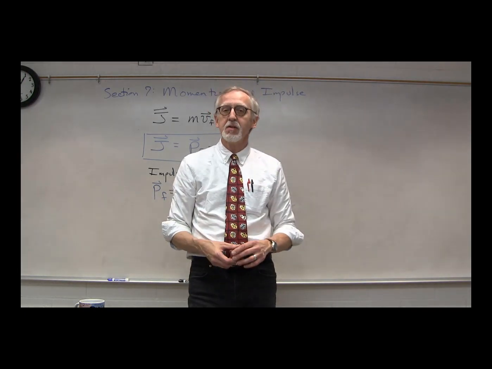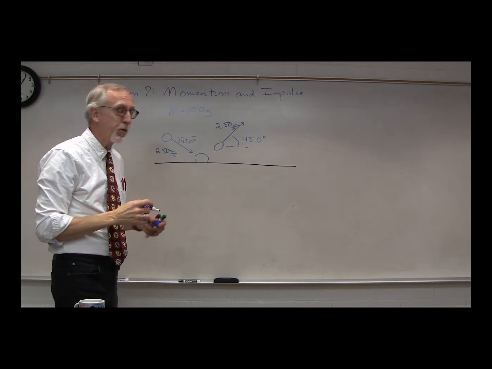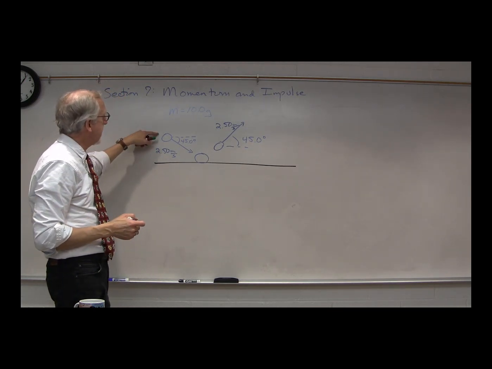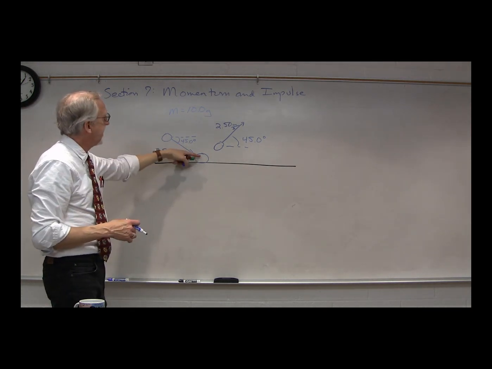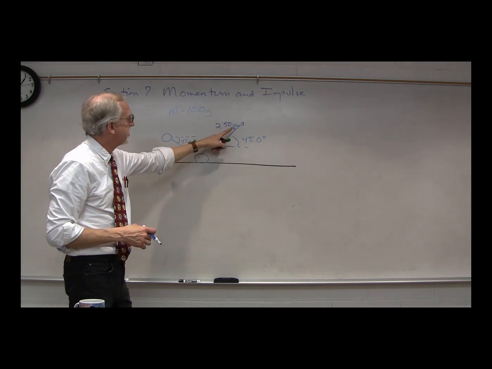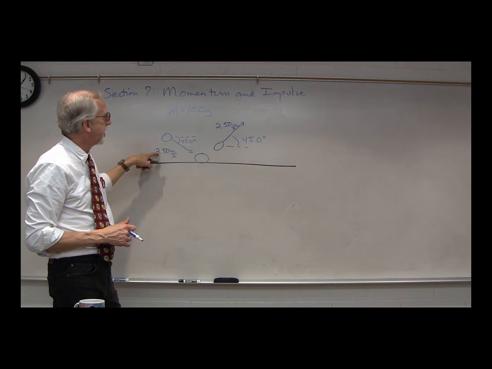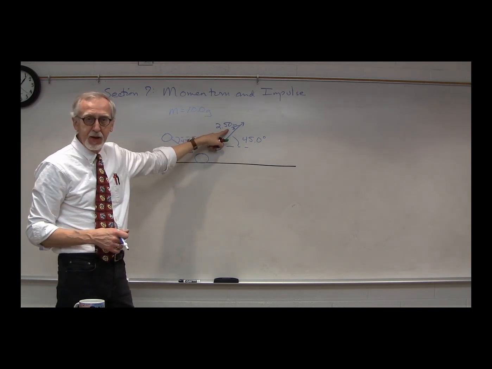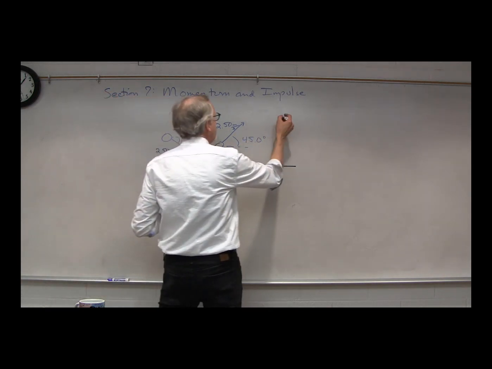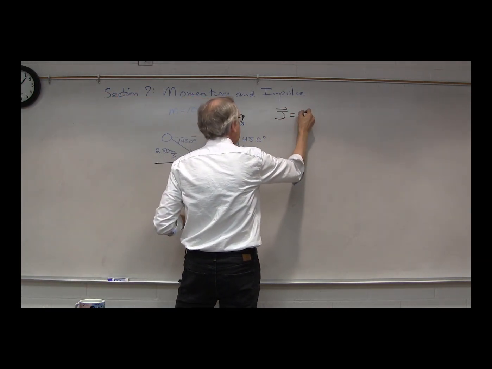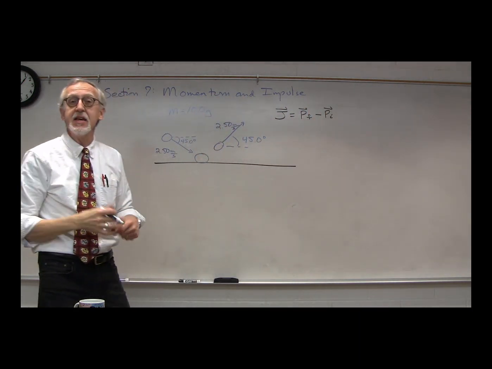Let's look at the impulse being exerted on the ball by the tabletop. Okay, so here we are. We've got a ball with a mass of 10 grams. Initially, it's coming down at 45 degrees below the horizontal, hits the tabletop, then bounces up at 45 degrees above the horizontal. Initial speed of 2.5 meters per second, final speed 2.5 meters per second. Let's figure out what the impulse is. Now remember, the impulse is equal to the final momentum minus the initial momentum.